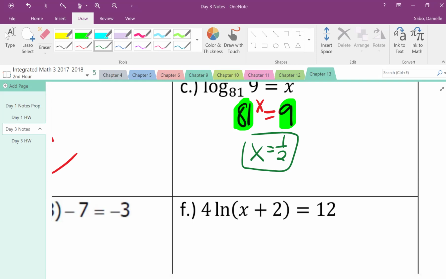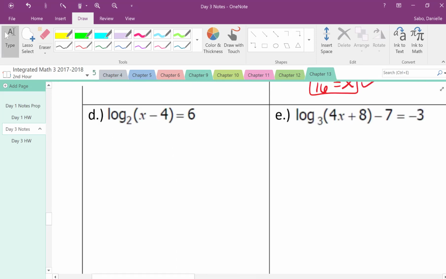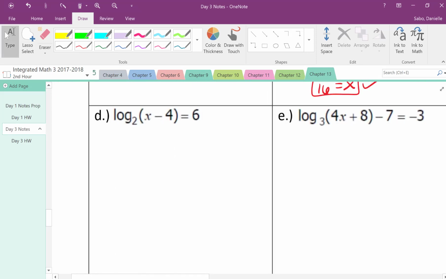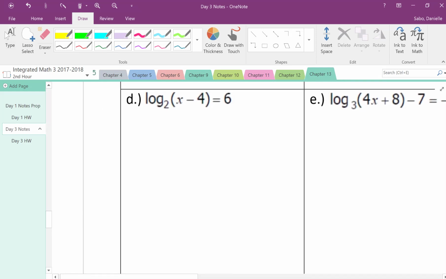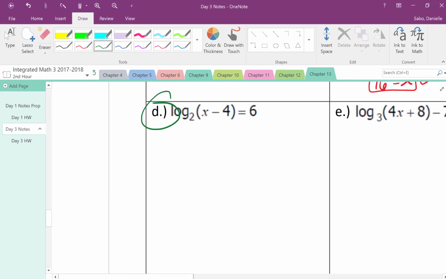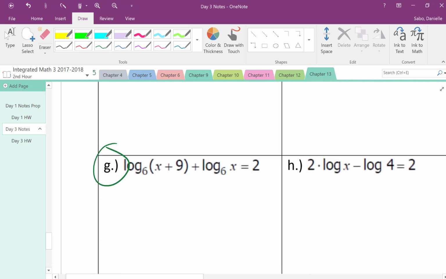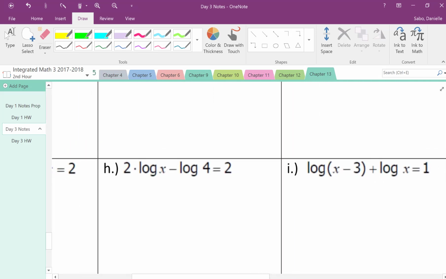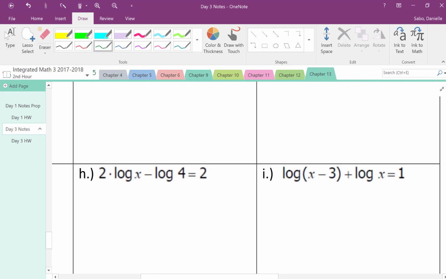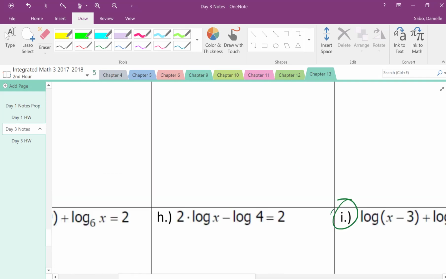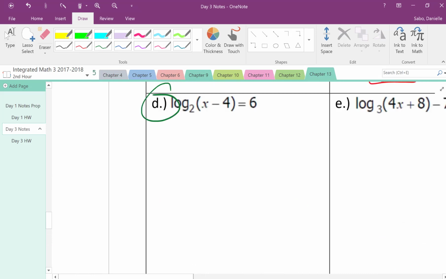Okay? All right, here's where it gets a little challenging. I'm going to do a couple more. I want to figure out which ones I want to do here first. I'm going to do D. I'm going to do G. And I'm going to do I. Okay, so I got 3 more with you. All right, here we go.